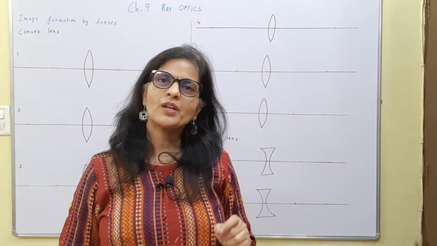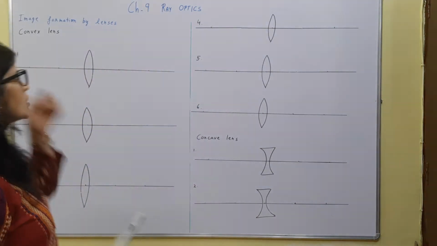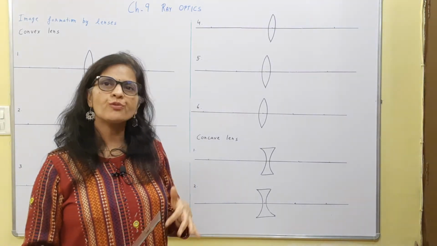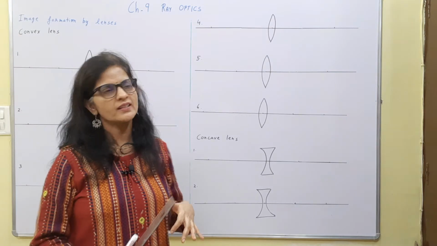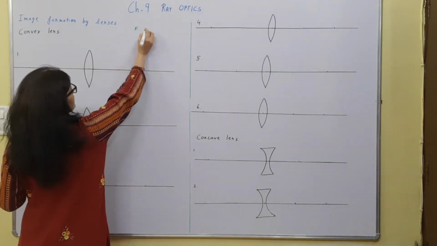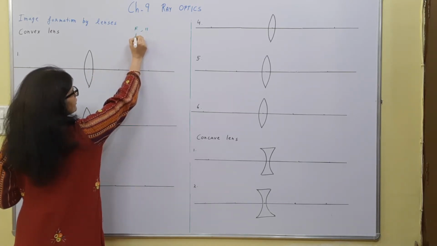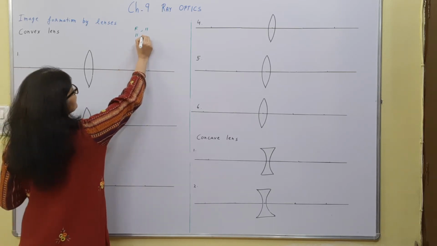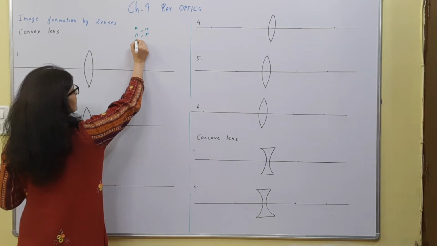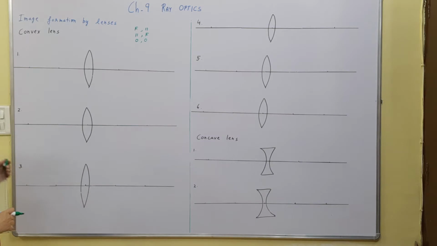Hello everyone. Today we have to discuss the image formation by convex and concave lens, right? So we have already discussed the rules or the rays which we can use for image formation by these two lenses. The first one is if the ray is coming from focus, it becomes parallel after refraction. Second is if it is coming parallel, then it passes through focus after refraction. And the third is the ray going through optical center will pass through optical center undeviated.